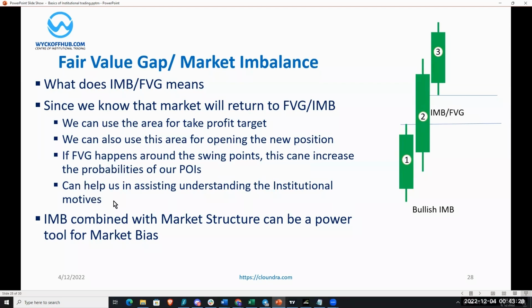It can also help us understand the institutional motives in this area. IMB combined with the market structure can be a powerful tool for market buyers. Based on this, and with the break of structure, we can establish our market bias, and that will be a very, very powerful tool.